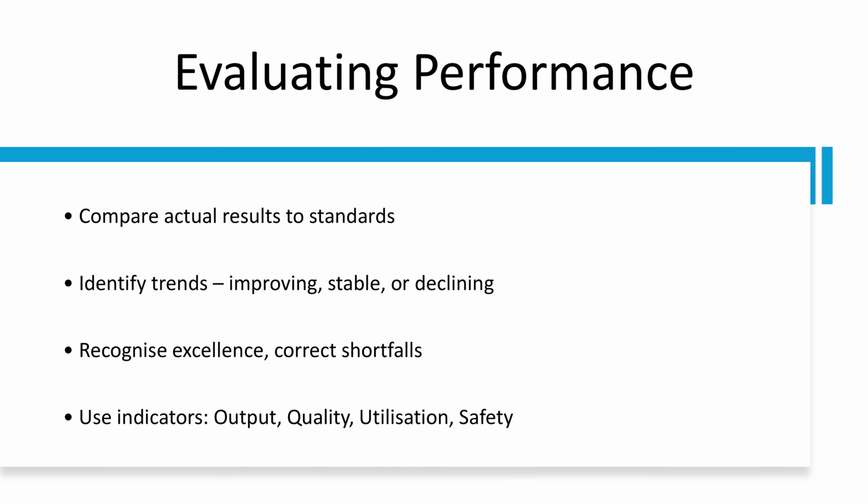Common performance indicators in production are: 1. Output, which are units produced per hour. 2. Quality, which is defect rate per batch. 3. Utilization, which is machine runtime versus idle time. And 4. Safety, which is the number of incidents or near misses. By consistently monitoring these indicators, I can detect trends, whether performance is improving, declining, or remaining stable.